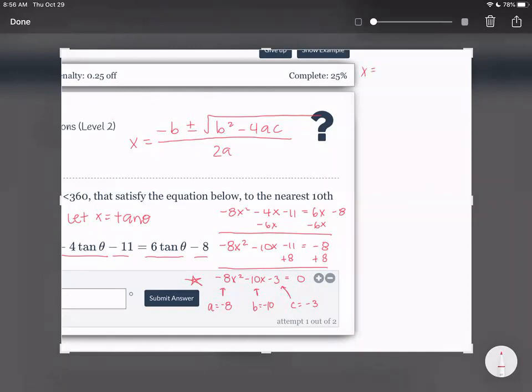So we have x equals negative b, so negative 10, plus or minus the square root of, am I going to have space? B squared, negative 10 squared, minus 4 times a, negative 8, times c, negative 3, all over 2a, so 2 times negative 8. Okay. Any questions on that part?